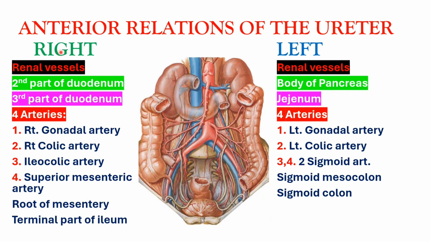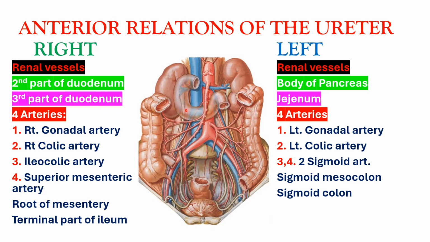So this is the right side, this is the left side. This is the right kidney, this is the left kidney. So when we look at the right side, the anterior relations. Okay, so let's identify the kidney. This is the kidney, and this is the ureter. You see this blue structure here in front of the ureter? These are the renal vessels: you have the renal vein, the renal artery, the renal nerve. They are actually anterior to the ureter.